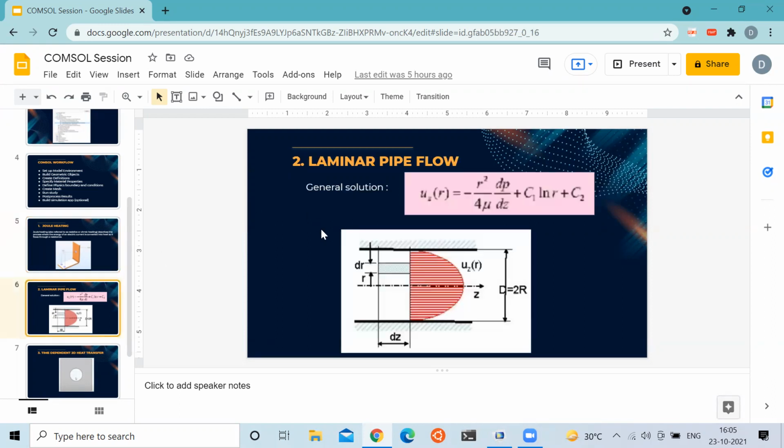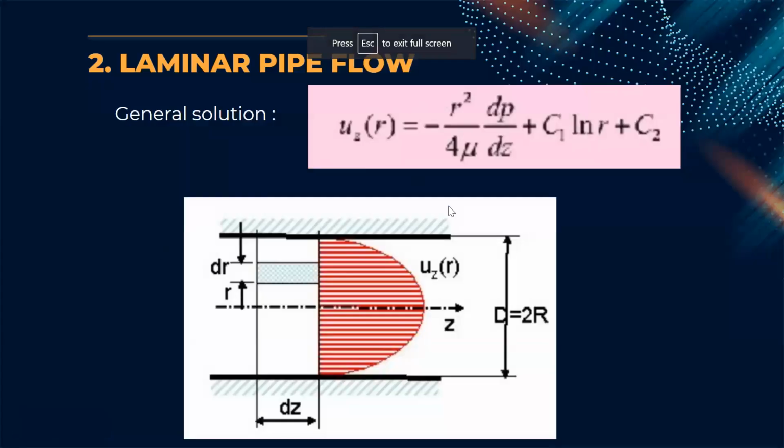Now the next problem that we are going to deal with is quite a general problem that is done in fluid mechanics, which is laminar pipe flow. Okay. So basically, I'm going to take a pipe and I'm going to add a laminar flow in it, and we will plot the velocity profile that is being developed in that pipe.